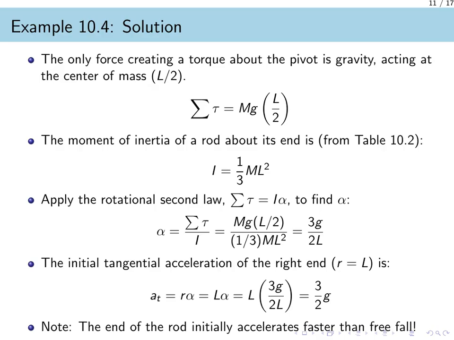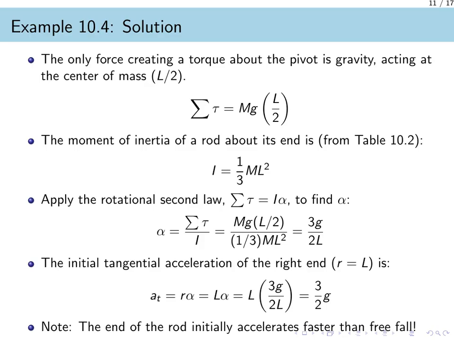Next, we need the moment of inertia for a rod pivoted about its end, which is 1/3 mL squared. With these two quantities, we can find the angular acceleration, alpha. We set the torque equal to I times alpha and solve for alpha, which gives 3g divided by 2L. Finally, we find the translational acceleration of the rod's free end.